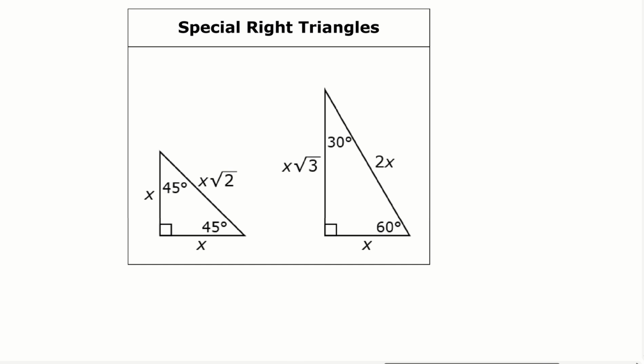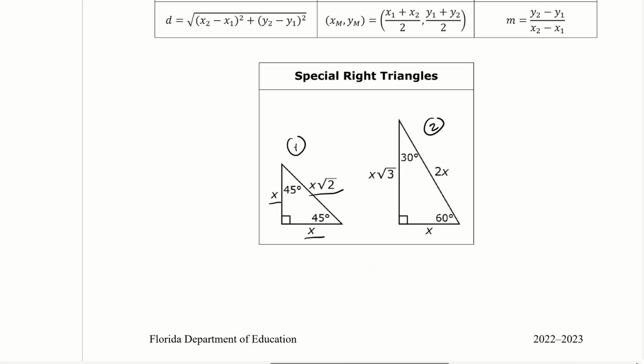We got two special right triangles, right? Number one, number two. So I would draw these, but this is in your formula sheet. So we got 45, 45, 90. So we're going to draw it just like that. But we know that we have x square root of 2. So we're going to use this, but we're going to make it look like the picture on the left, okay?